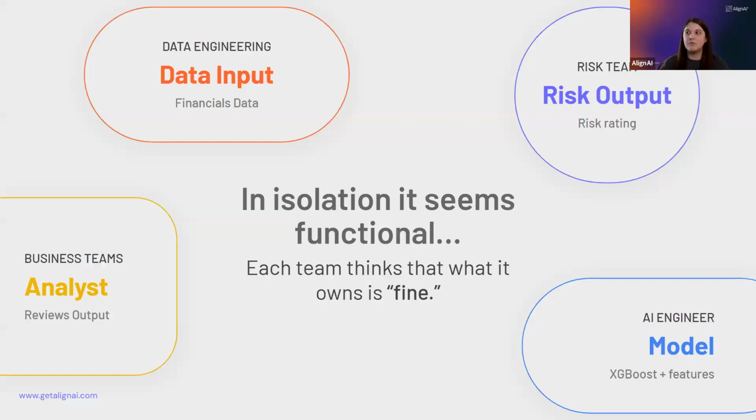And so again, in isolation, it seems pretty functional, actually. The technical teams are like, it's working. The data team said, this is the data you asked for, and we got it ready for you, and here it is. The business said, this is what we wanted. This is what we expect to happen. So from their view, it's fine, right?